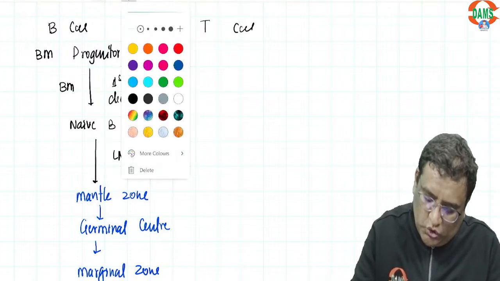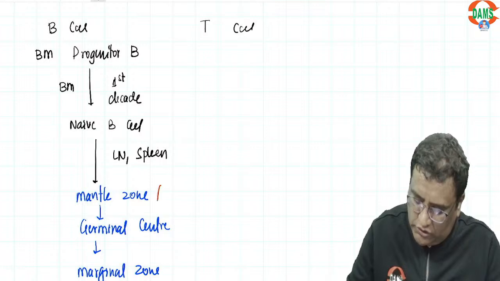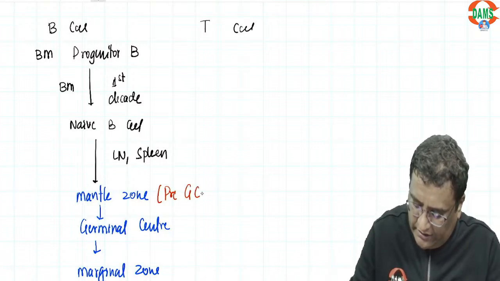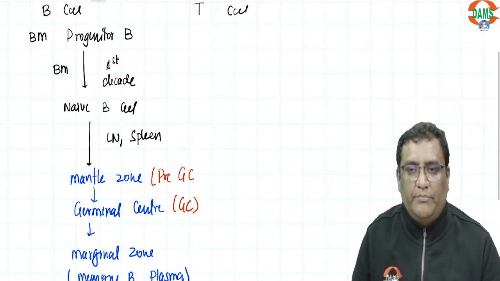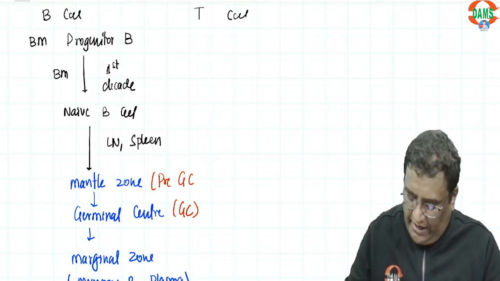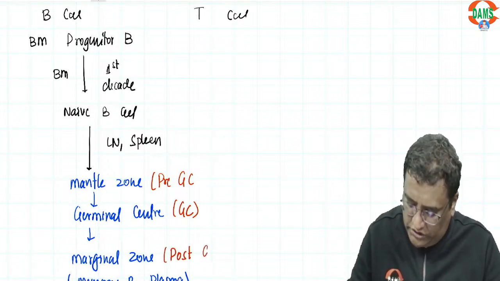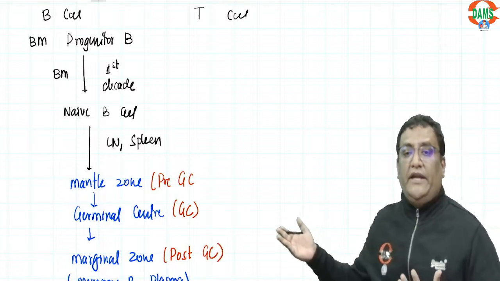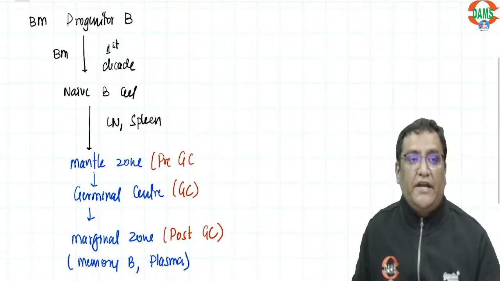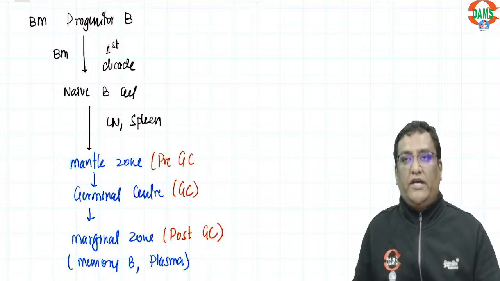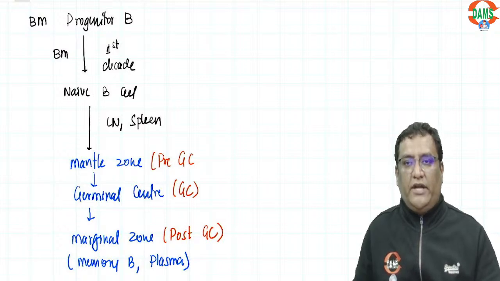The mantle zone is also called the pre-germinal center. Germinal center I can write in short form as GC, mantle I'll call pre-germinal center, and marginal zone I'll call post-germinal center. Simple understanding: any development that happens before germinal will be called pre-germinal, and any development that happens after germinal will be called post-germinal, isn't it?